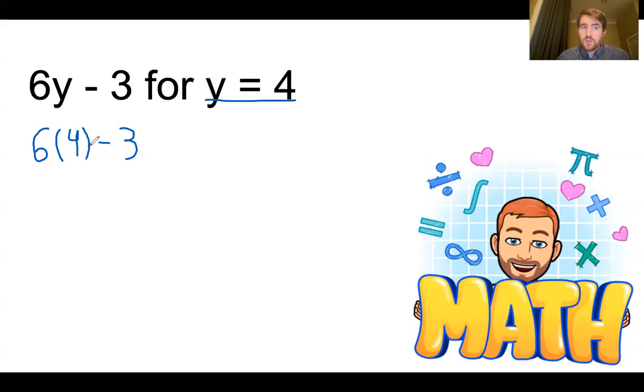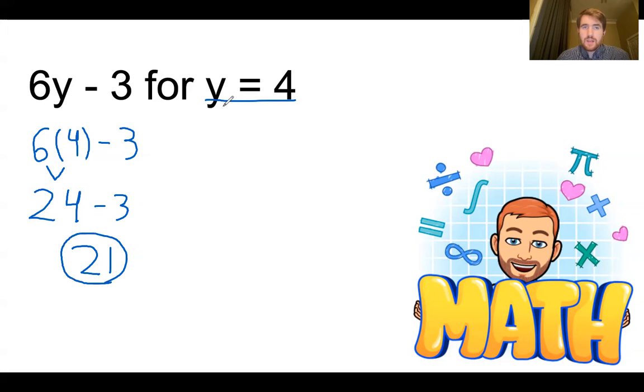We have to keep in mind the order of operations. We do multiplication before subtraction. So we'll do 6 times 4. That becomes 24 minus 3. And then we just do 24 minus 3 and we get 21. So the answer for this one is 21.